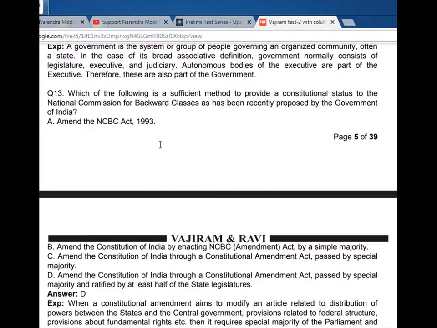So which of the following is a sufficient method to provide constitutional status to the National Commission for Backward Classes as has been recently proposed by the government? Not the others. Amendment of the NCBC, not. So D is the correct answer.